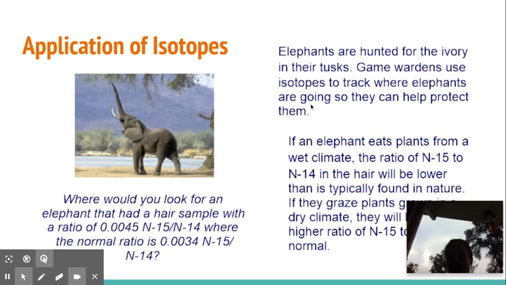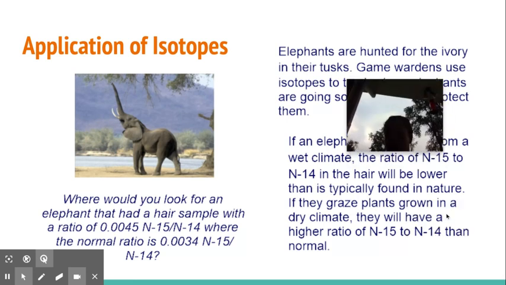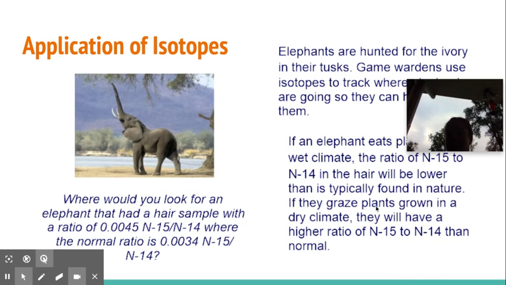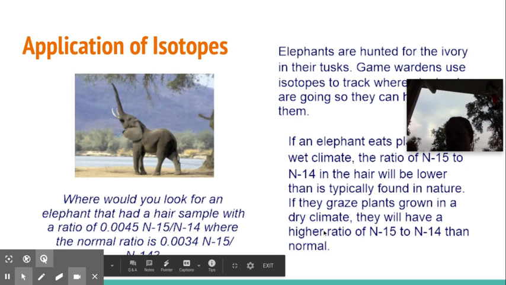If an elephant eats a plant from a wet climate, the ratio of N15 to N14 in their hair will be lower. So that means there would be less N15 to N14, a smaller number of N15 than there would be N14, than typically found in nature. If they graze plants grown in a dry climate, they will have a higher ratio of N15 to N14. So N15 would be a bigger number than N14.